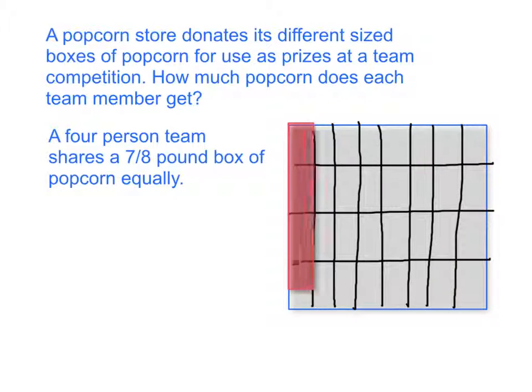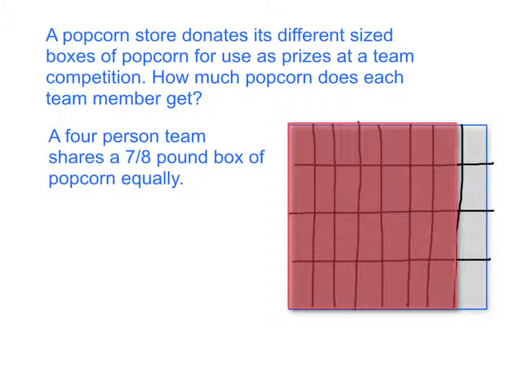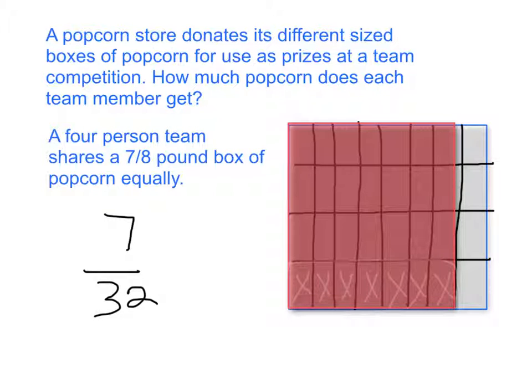We originally had 7/8, and then that 4-person, we'll break it up into 4, so we're going to focus on these right here, these 7 pieces, 1, 2, 3, 4, 5, 6, 7, and it's 7 now out of 32 total boxes. So therefore, how much popcorn does each team member get? They get 7/32 pound.